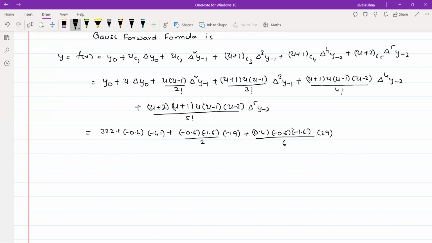Since we are not having delta power 4 y sub x minus 2 and delta power 5 y sub x minus 2 in our table, we have to neglect those two terms. So I have substituted the values up to delta cube y sub x minus 1 only. On simplification, we get the value of f of 22. So f of 22 is equal to 349.336. So this is the value of f of 22 by using Gauss forward interpolation formula.